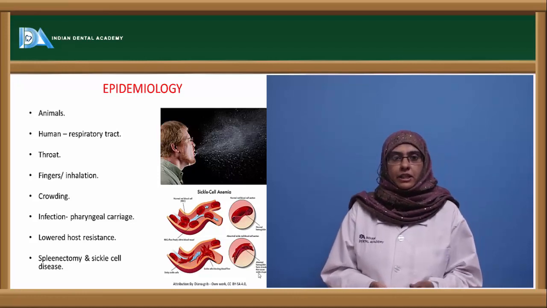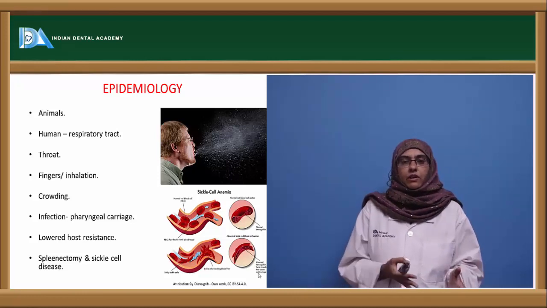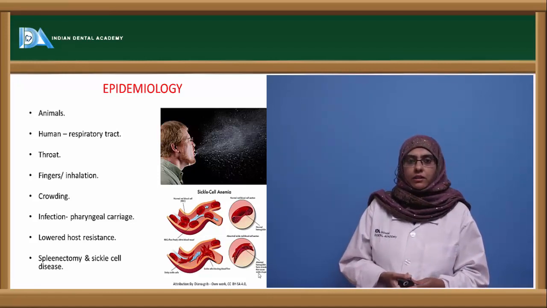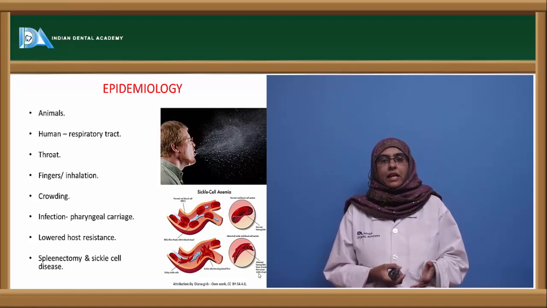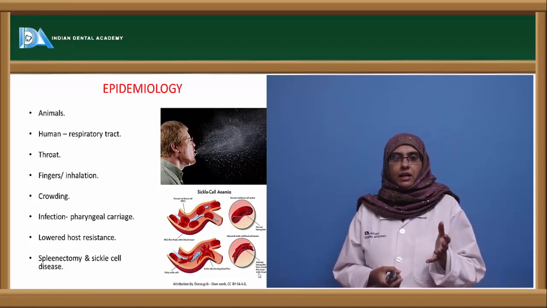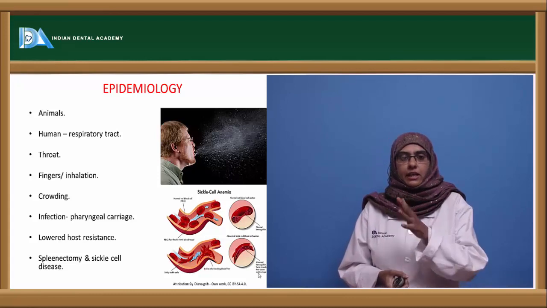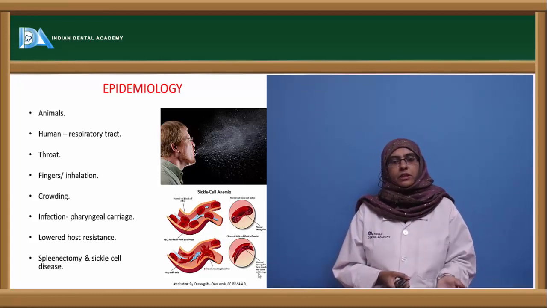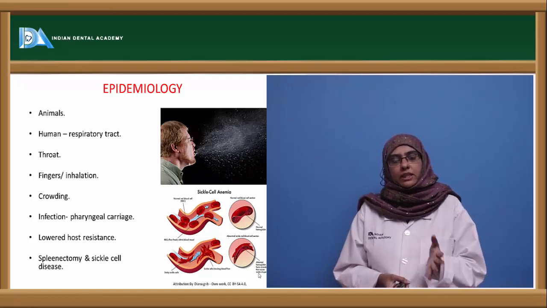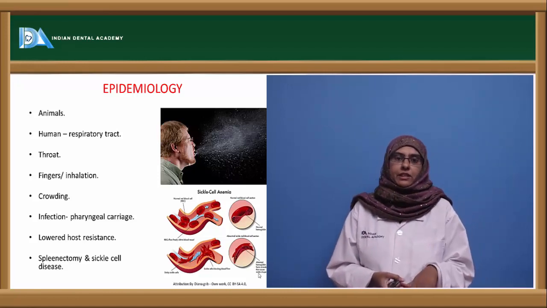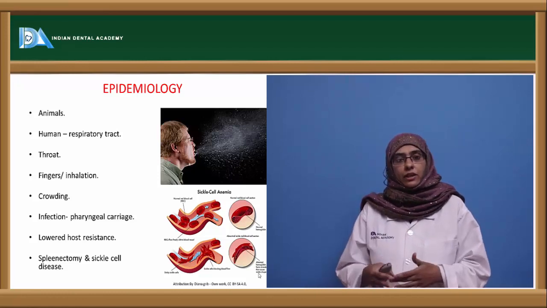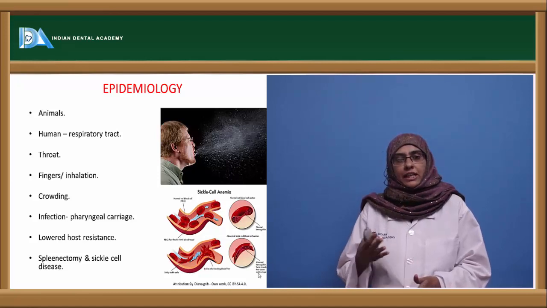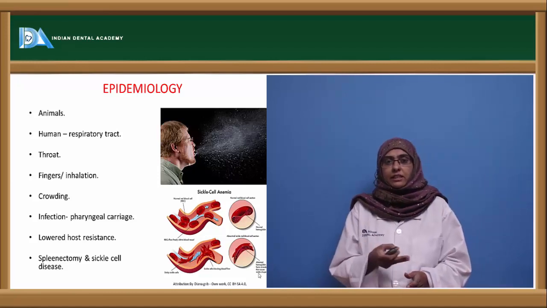And dissemination is in crowding, where there is heavy crowding, you can see most of the people suffering from this particular infection, and the persons who carry these are called the carriers, and they are called the pharyngeal carriers because they carry the organism in the pharynx. And in the case of persons who have lowered host resistance, you can see the organism causing infection in them. So if the immunity is good, then you can overcome this particular infection, but once the immunity comes down, then you are more prone to infection with pneumonia, mostly seen in children.